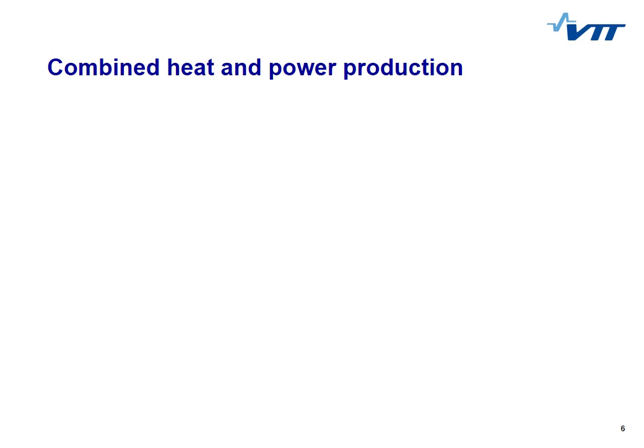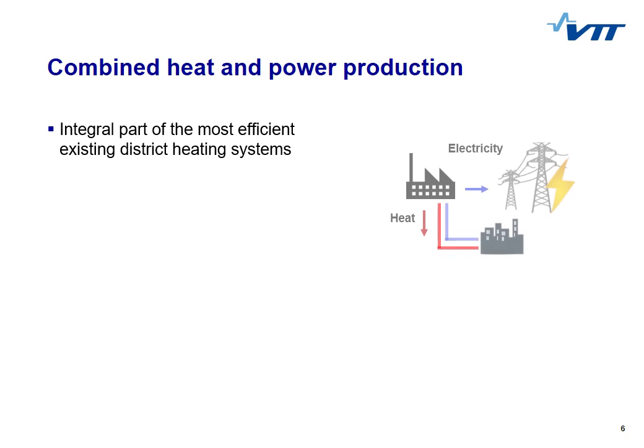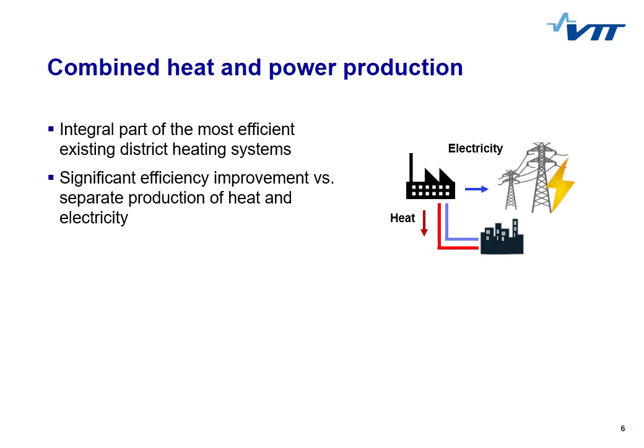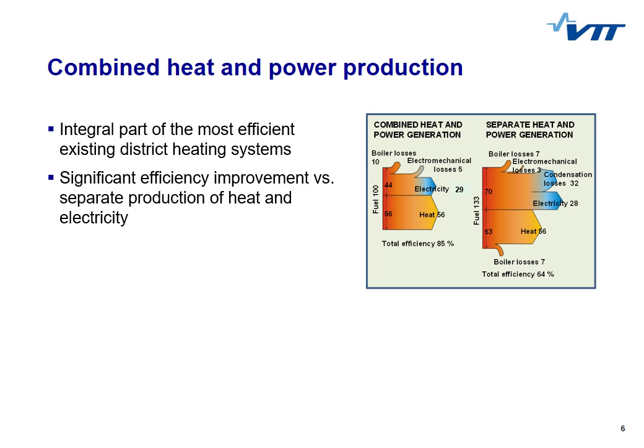Combined heat and power production is a very efficient solution for supply of both heat and electricity, well worth a separate slide. CHP is often used as a combination of baseload and variable capacity, if you recall the example from the previous slide. CHP can be considered to be an integral part of the most efficient district heating systems. Compared to separate production of heat and electricity, CHP is approximately 33% more efficient, a fact visualized right here.